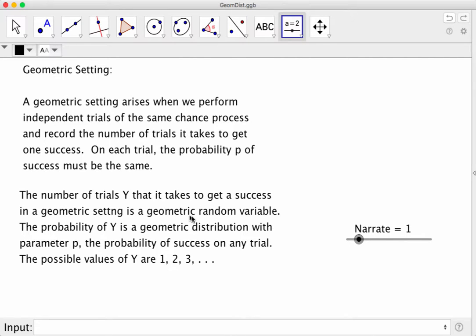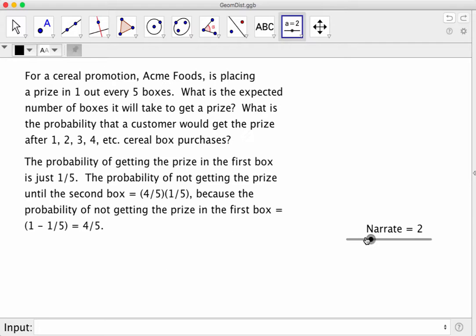So the random variable, the geometric random variable, we're going to call Y, and the possible values of Y would be 1, 2, 3, etc. Y equals 1 would mean that we got our prize in the first box. Y equals 2 means we got it in the second box. Y equals 3, we got it in the third box, etc. Our parameter p in this case, the probability of success for the cereal situation, would be 0.2.